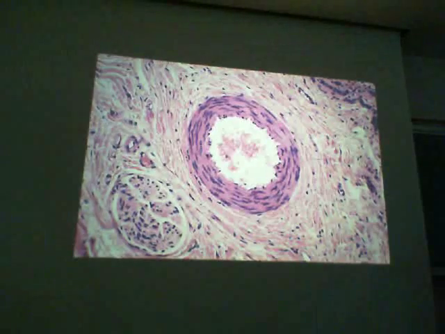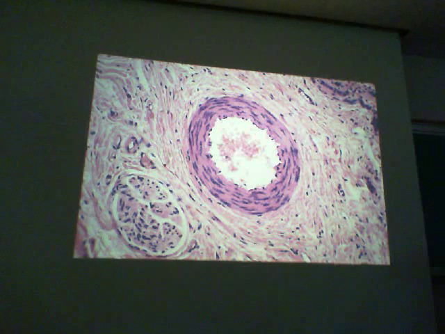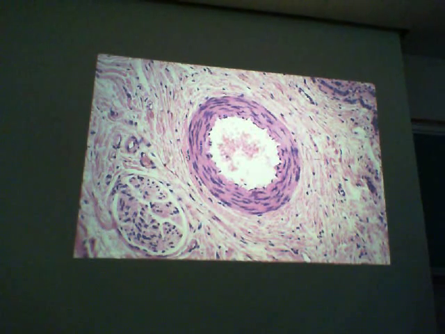So if we go on to the next slide, what is this one? That's also a muscular artery. We still have an internal elastic lamina. We have multiple layers of smooth muscle in that tunica media. What is this structure right there? It's a nerve in cross-section.